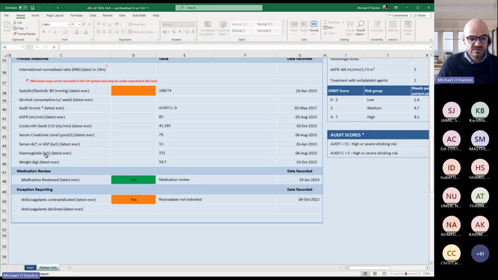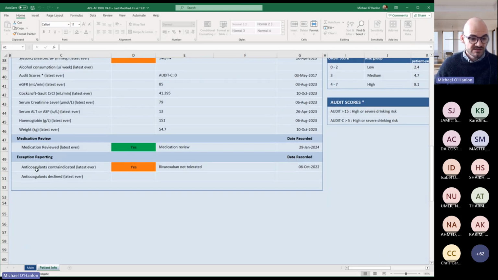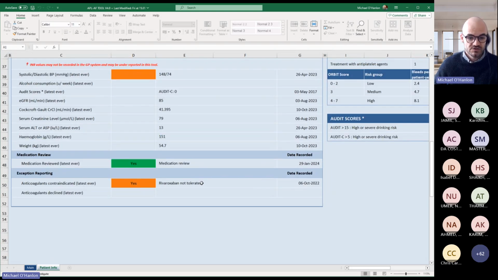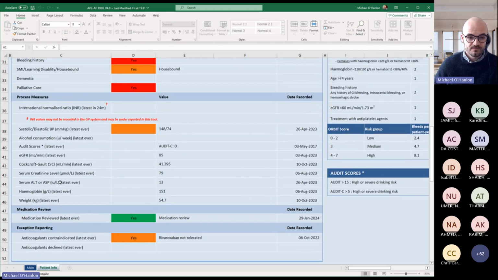As well as other important blood test results and a weight to help you have all the things you need if you then need to plug some of those details into a creatinine clearance calculator, for example, if you're doing a DOAC review. It also gives you when their last medication review date was, which we can filter on the other screen, but is also just handy to be aware of when you're looking at this, as well as some important exception reporting about whether anticoagulants have been declined in the past or whether they've been contraindicated. And it'll show you the latest code that's on the record indicating those.